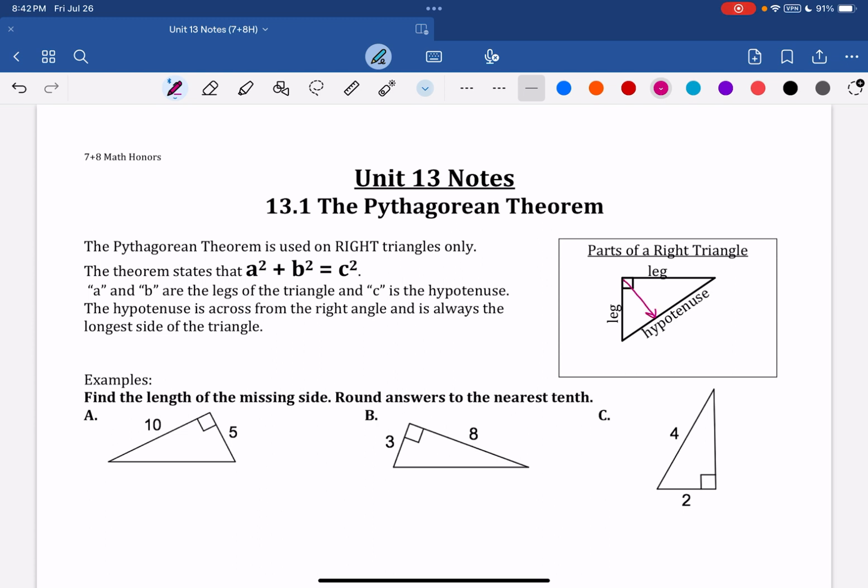So a and b are the legs. They're interchangeable in the formula. The hypotenuse is our important part. So we have a squared plus b squared equals c squared. So a leg is a, another leg is b, the hypotenuse is c. So you can also think of it as leg squared plus leg squared equals the hypotenuse squared.